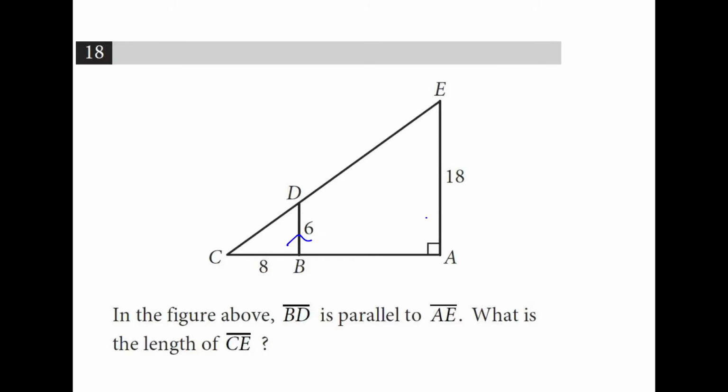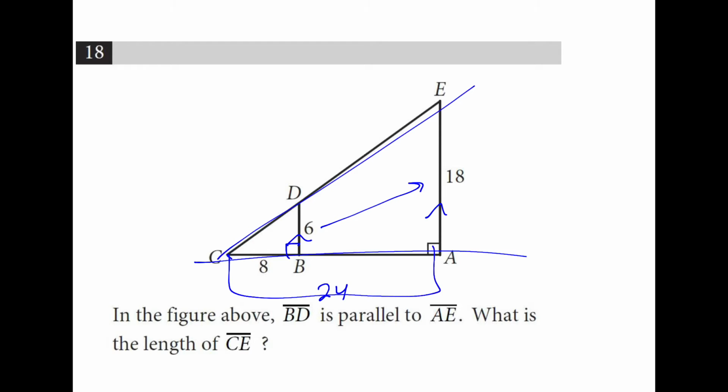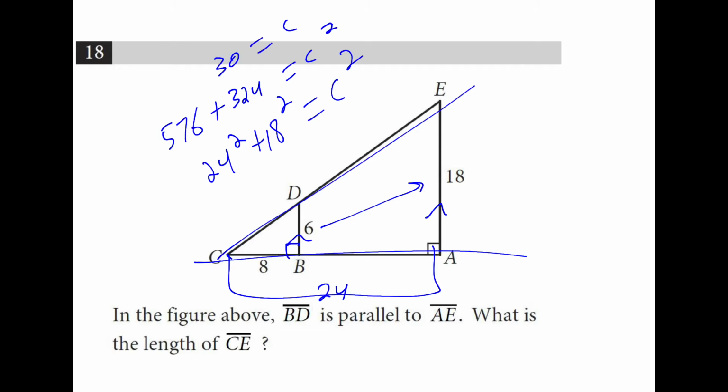If BD and AE are parallel, then these are transversals, and opposite interior angles are congruent. In this case, this one's going to be 90. And we can see that 6 times 3 is 18, and 8 times 3 is 24 for the total distance. So we can take 24 squared plus 18 squared is equal to c squared. If I square those and add them and take the square root, you get 30 for CE.